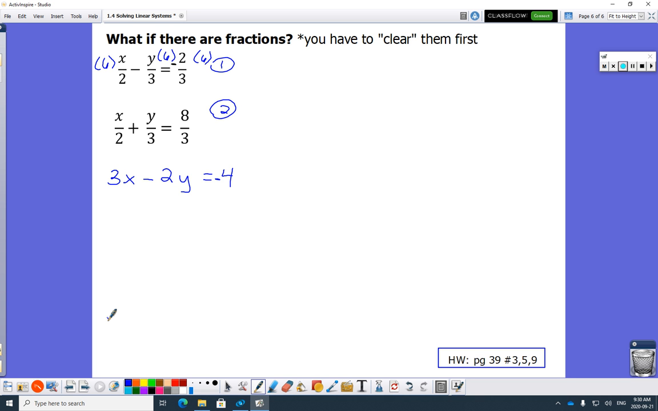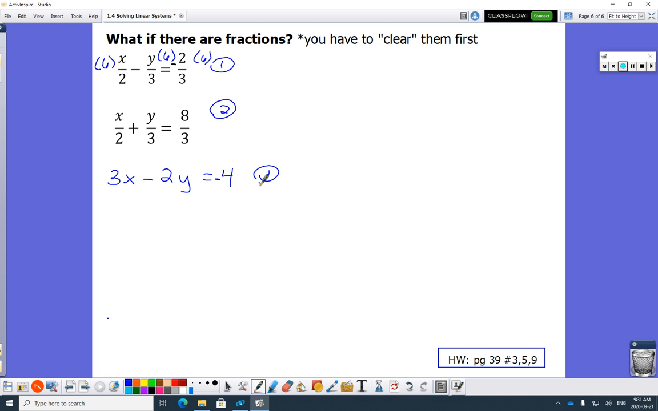So then negative 2 times 6 is negative 12, divided by 3 is negative 4. So now this is going to be our first equation. These are called equivalent equations, so we have only multiplied, but we multiplied every single term by the same number.